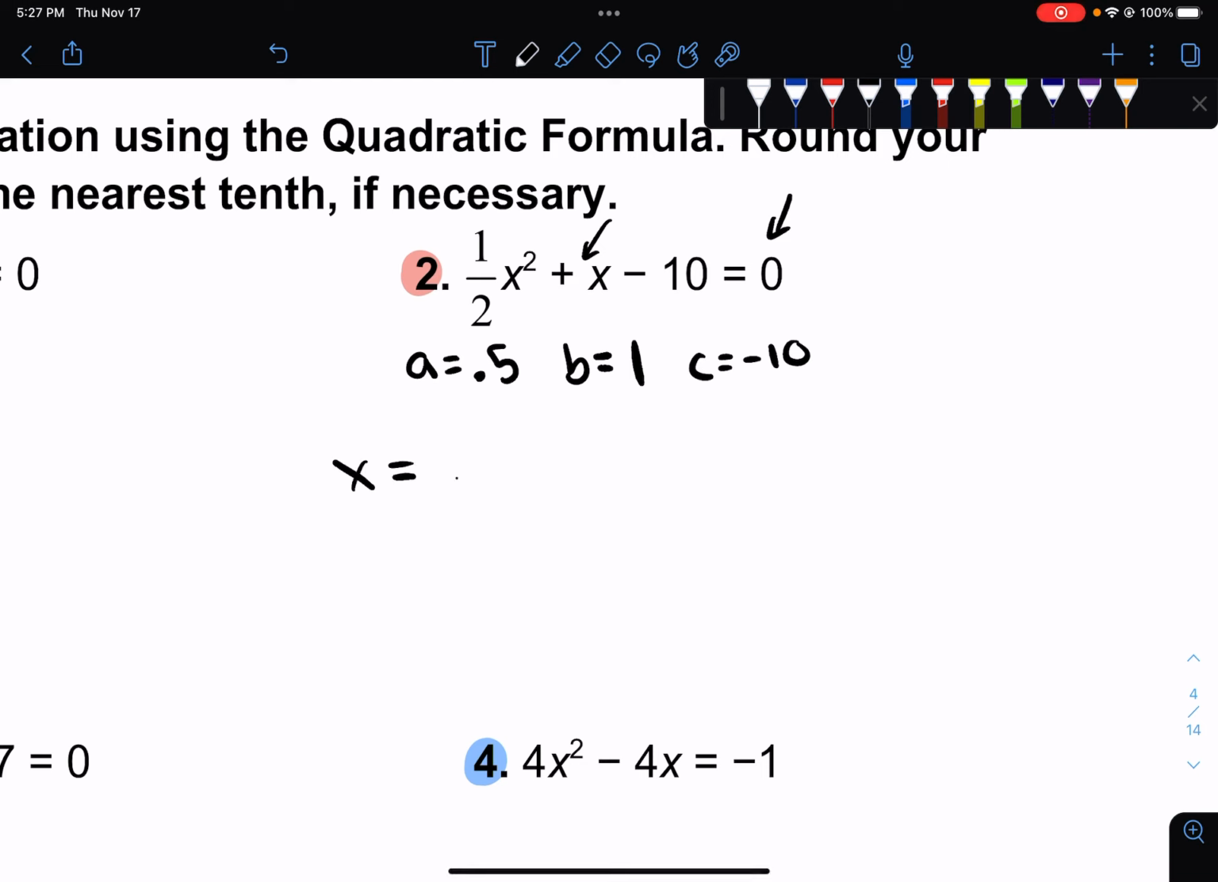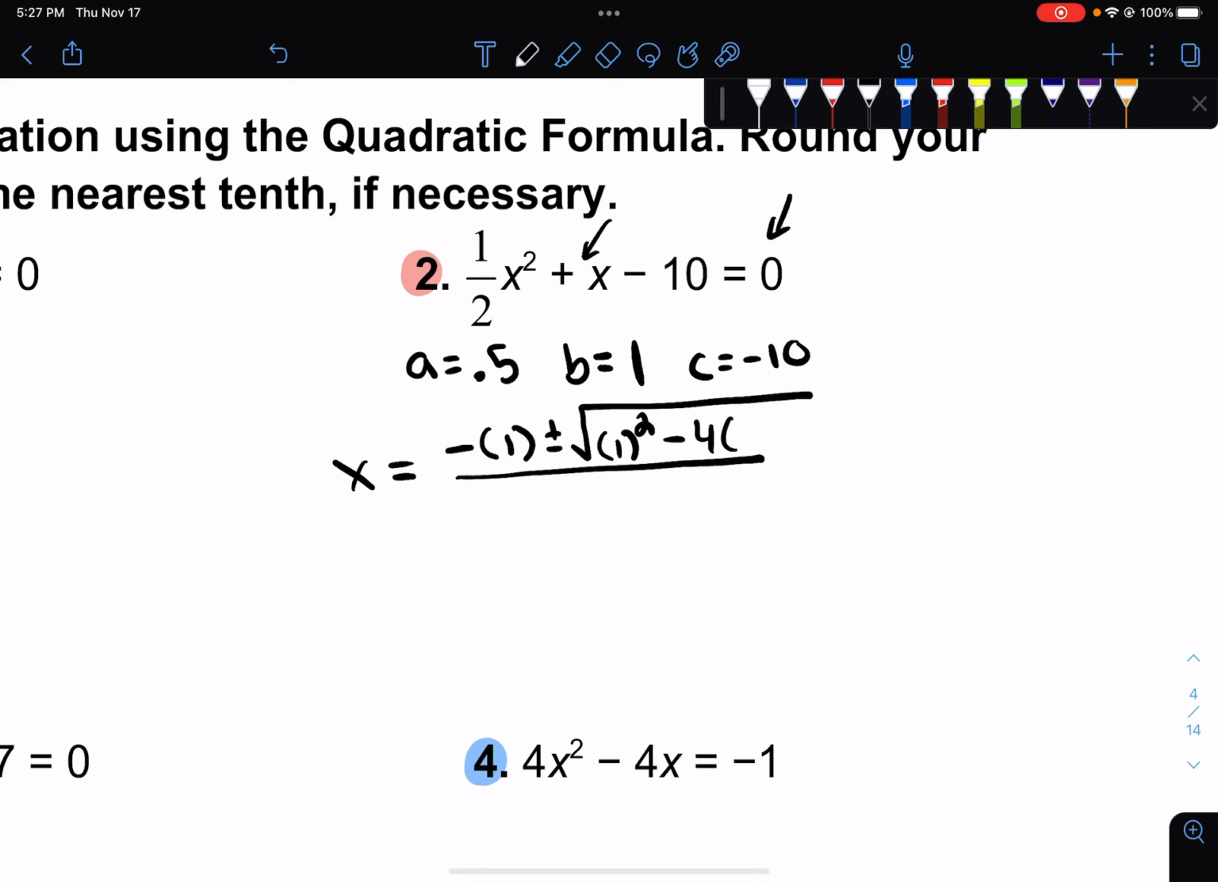X equals, and I know I'm going to end up with this great big fraction, negative b, with b in parentheses, plus or minus the square root of b. Whoops, not b. I do 1 in parentheses squared minus 4 times a, which is 0.5, times c, which is -10.